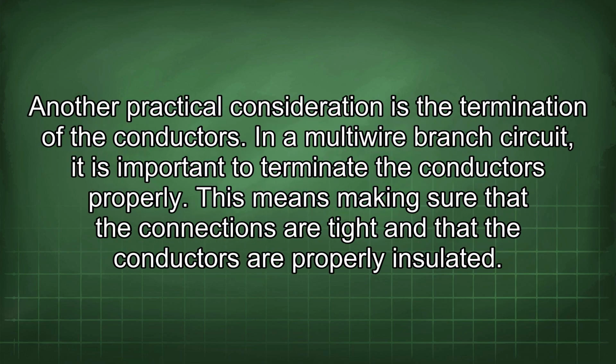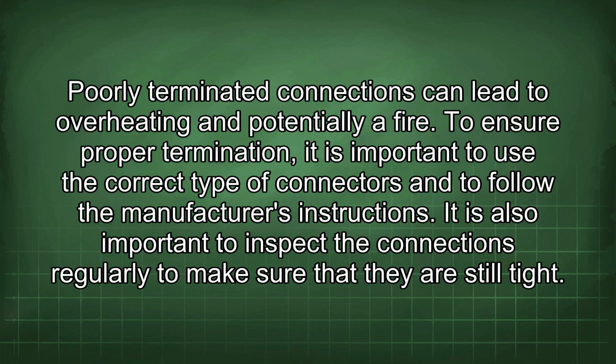Another practical consideration is the termination of the conductors. In a multi-wire branch circuit, it is important to terminate the conductors properly. This means making sure that the connections are tight and that the conductors are properly insulated. Poorly terminated connections can lead to overheating and potentially a fire. To ensure proper termination, it is important to use the correct type of connectors and to follow the manufacturer's instructions. It is also important to inspect the connections regularly to make sure that they are still tight.